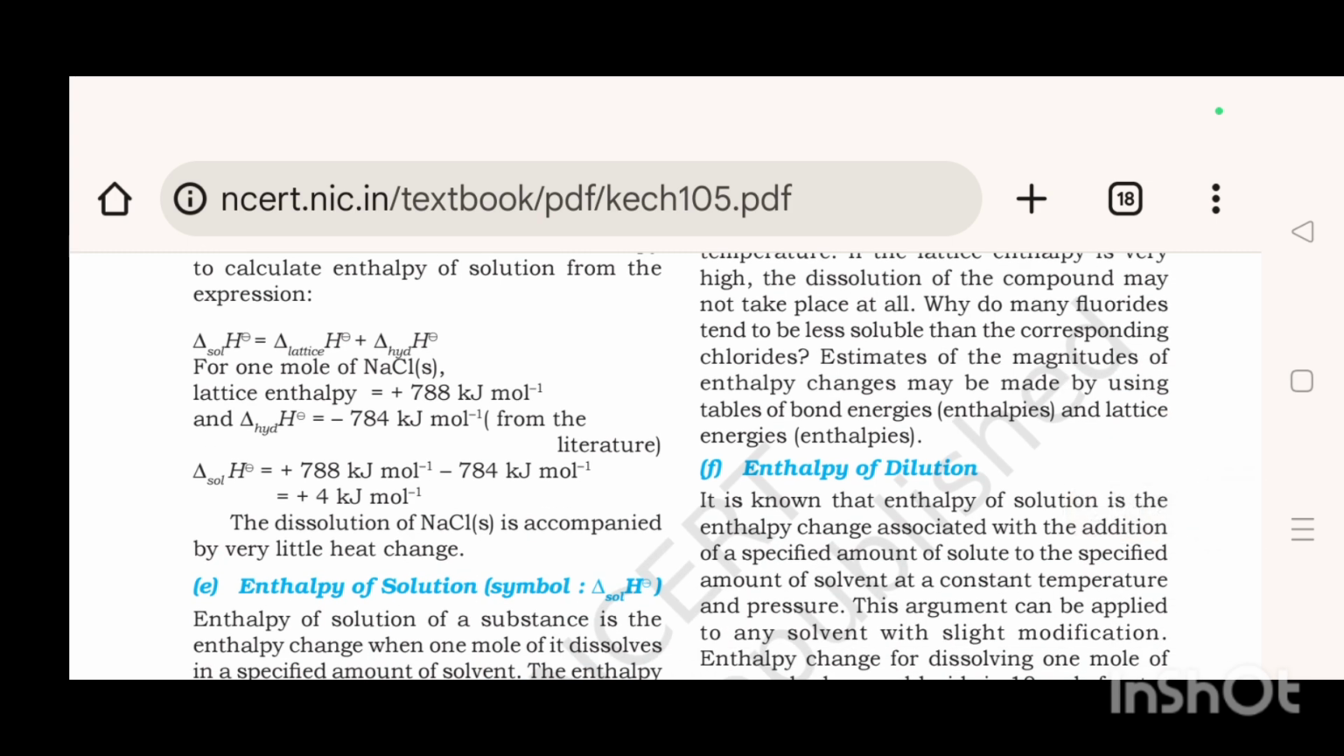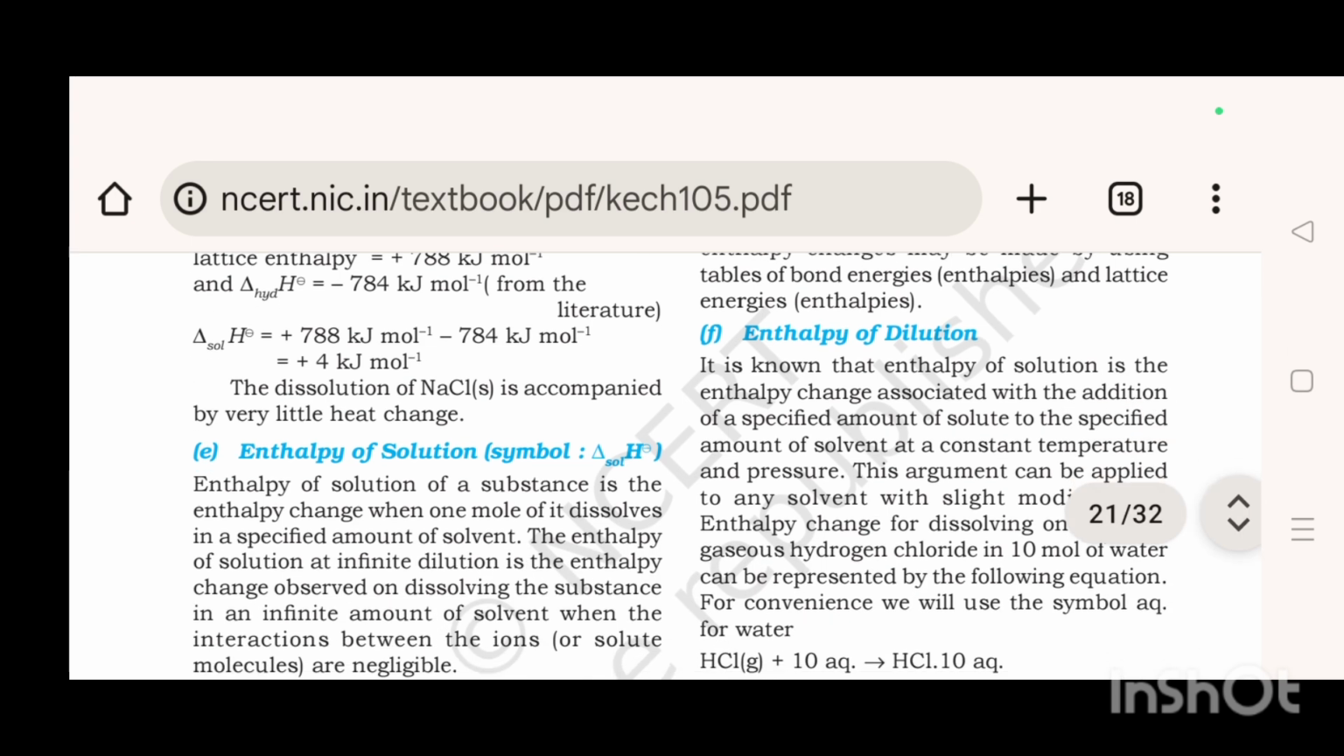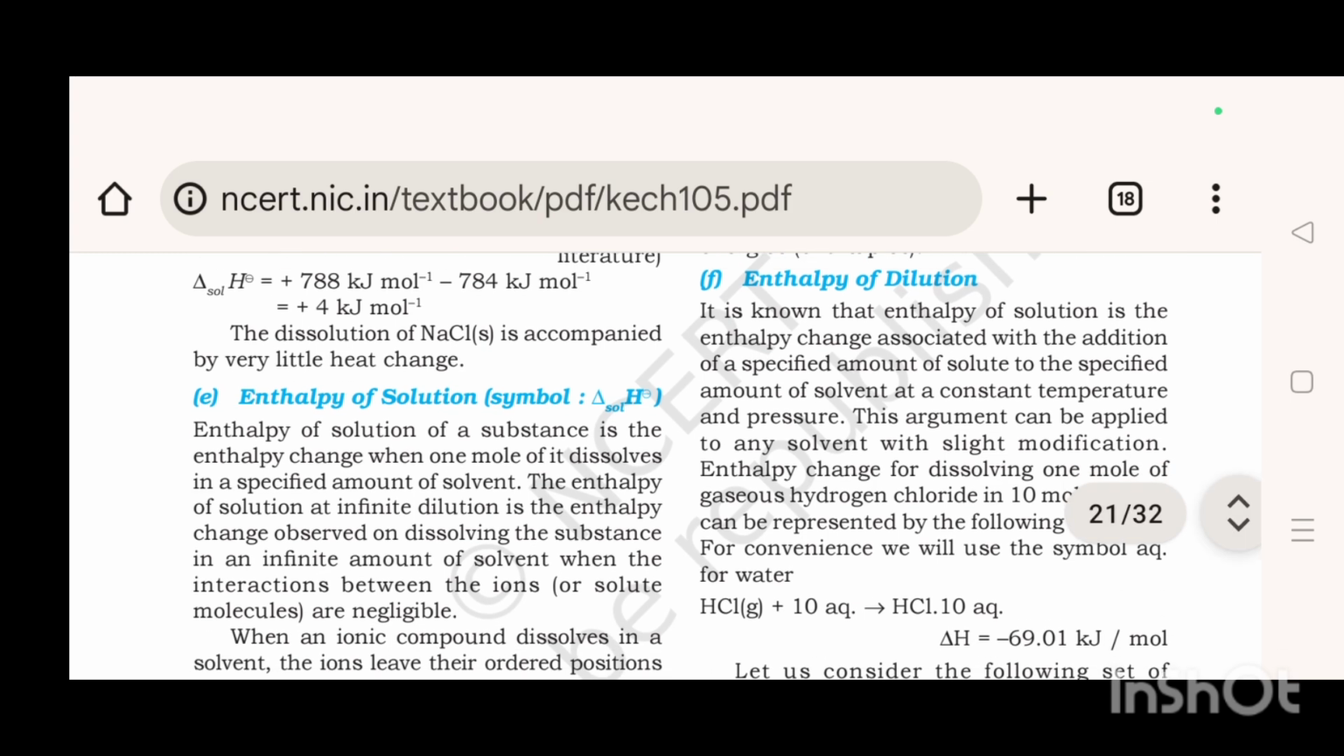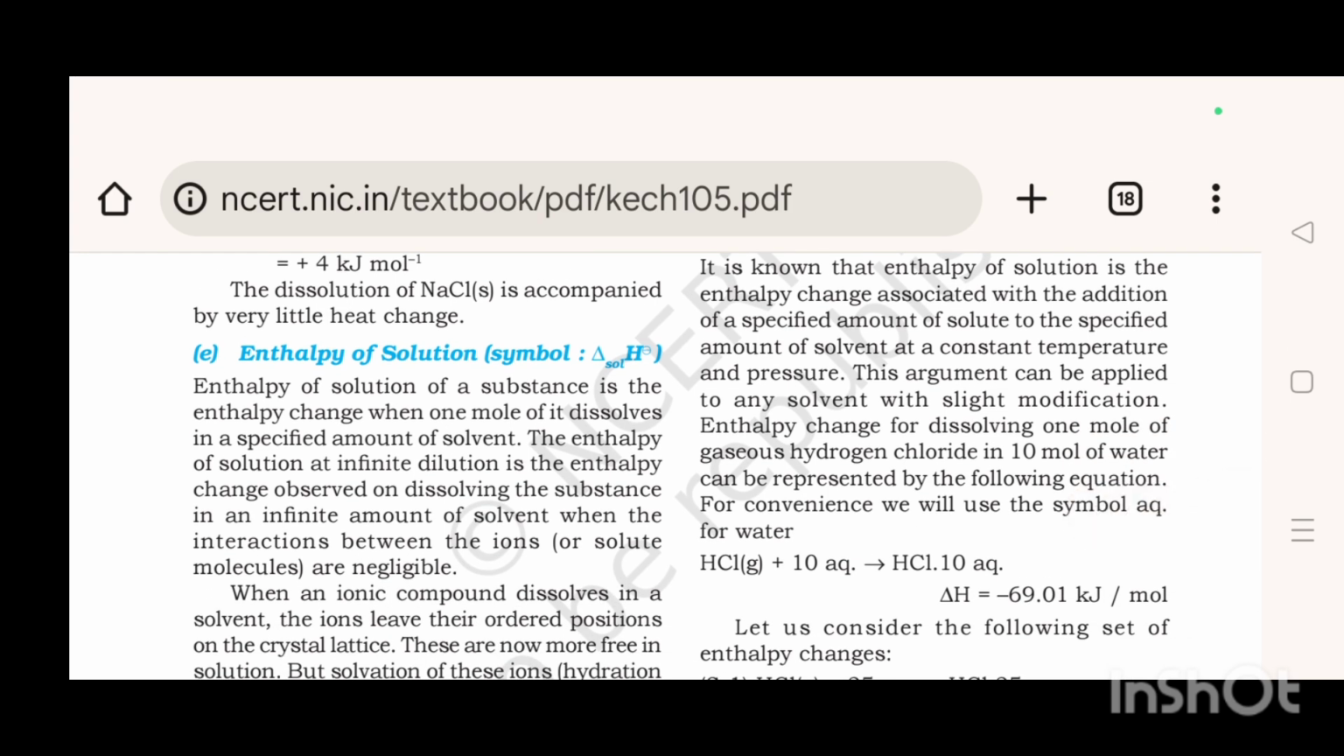The dissolution of NaCl is accompanied by very little heat change. Enthalpy of solution. Enthalpy of solution of a substance is the enthalpy change when 1 mole of it dissolves in a specified amount of solvent. The enthalpy of solution at infinite dilution is the enthalpy change observed on dissolving the substance in an infinite amount of solvent when the interaction between the ions is negligible.